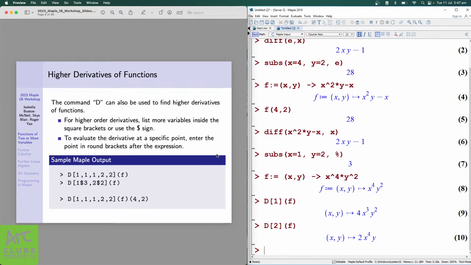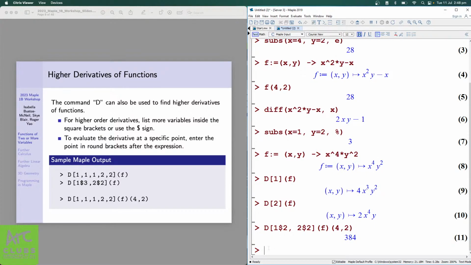We can also find higher derivatives of functions using the command D as well. What we do here is list more variables inside the square brackets or use the $. If we want to evaluate the derivative at a specific point, we enter the point in round brackets after the expression. So say we wanted to define that derivative, we want it with respect to x twice and with respect to y twice of f, but we want to find it at the point (4, 2). We can put it in like that, and it gives us our answer.